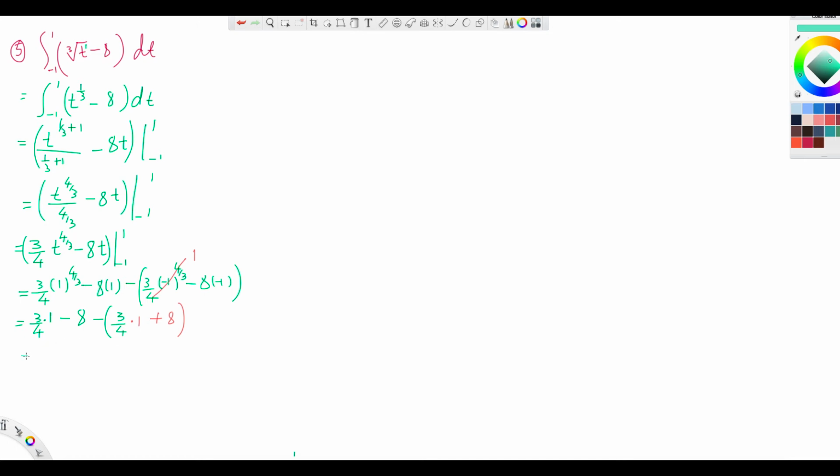Now, what happens after that is 3 times 1 is 3/4 minus 8, and then minus 3/4, right? And then minus 8 again, because you distribute that negative sign to both of these, right? So you cancel the positive 3/4 and negative 3/4. What you get is negative 16. That is your integral value, okay? The value of the definite integral.